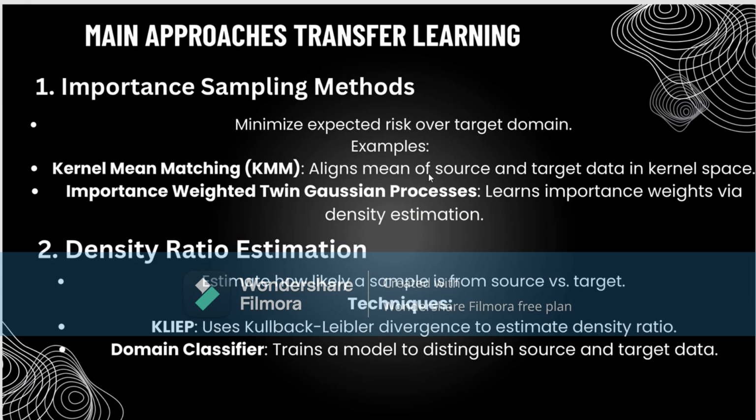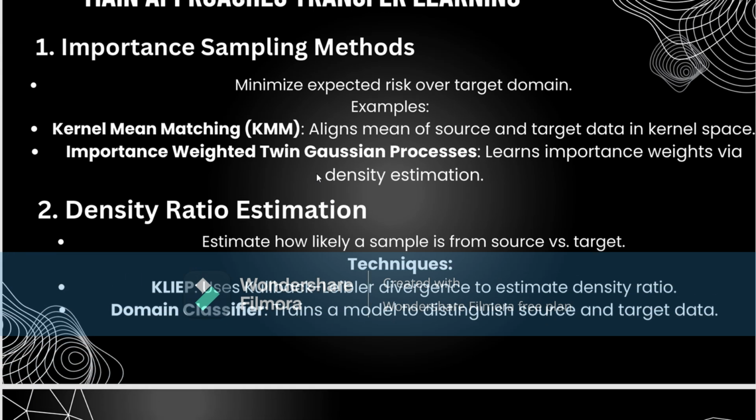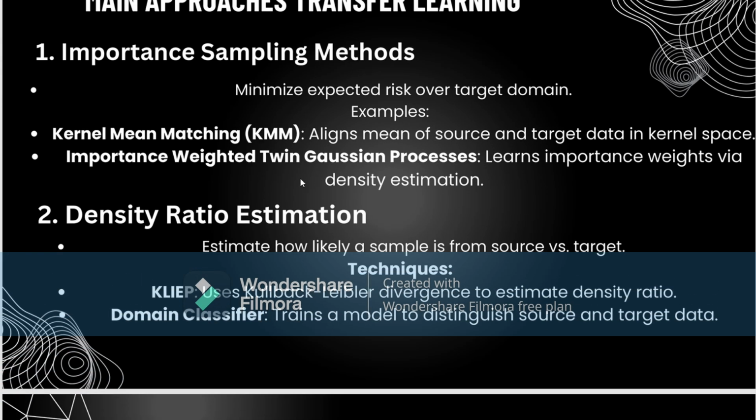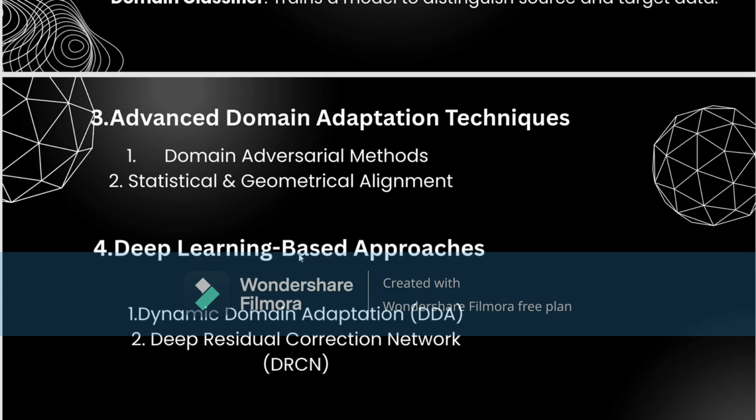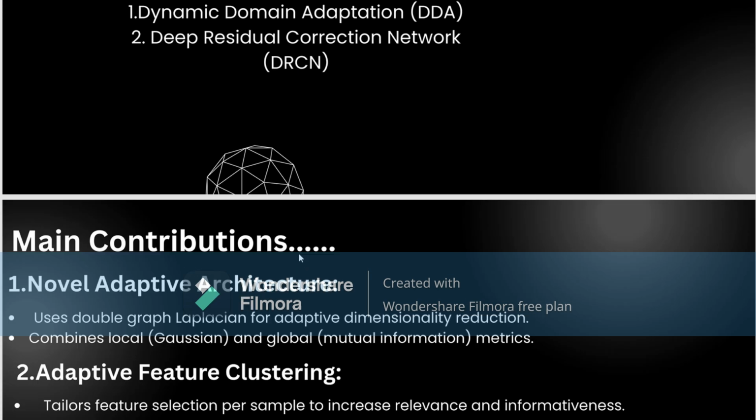Main approaches of transfer learning. We have, I think, around five methods: importance sampling methods, density ratio estimation, advanced domain adaptation, and deep learning based approaches.